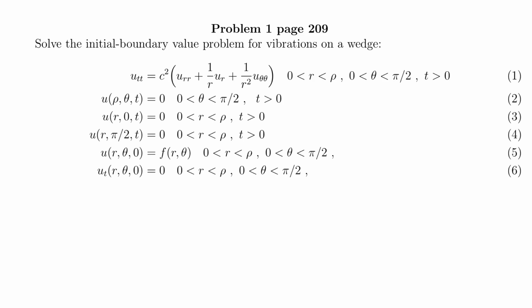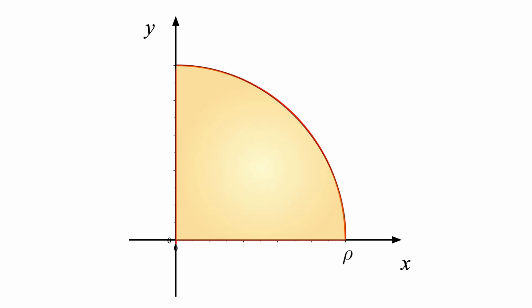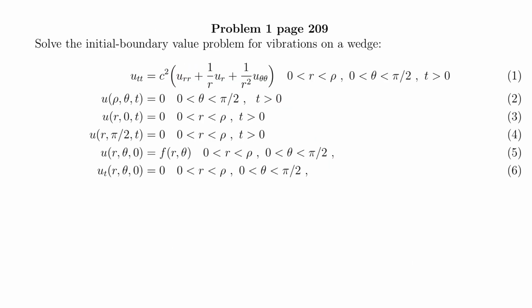r runs from 0 to rho, theta between 0 and pi over 2, and t is positive. Here's the picture of this domain. We need to solve this problem. 2 through 4 are boundary conditions. It says that the solution vanishes on the boundary where r equals rho, theta equals 0, and theta equals pi over 2. And equations 5 and 6 are the initial conditions for the problem.